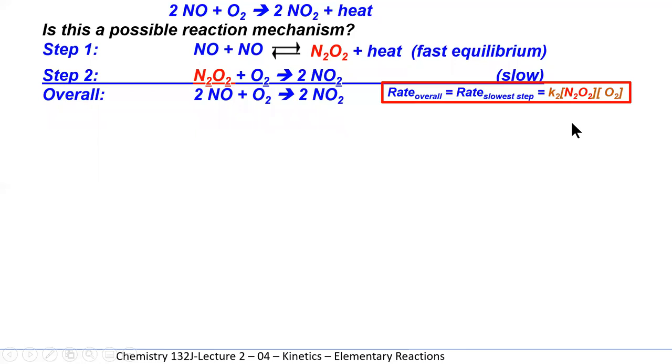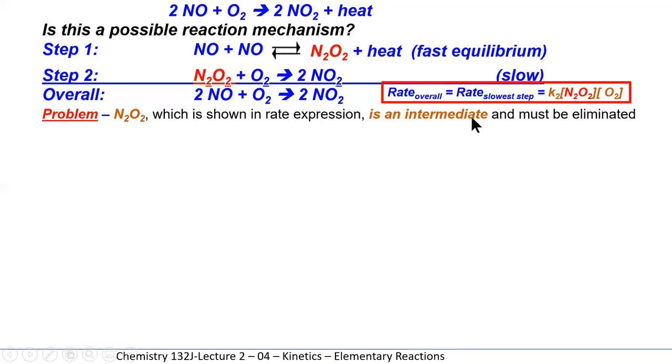So what I'm going to do now is compress that screen. Everything's still the same. And let's take a look at the intermediate and how it can be eliminated. So the intermediate has to be eliminated. The interesting thing in this expression is we can't have an intermediate in the actual rate equation. It has to be eliminated. So let's look at how we can eliminate it.